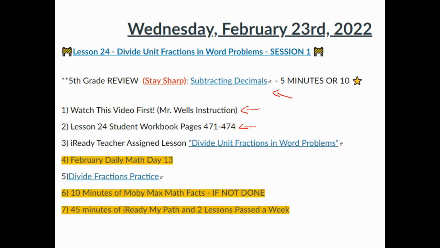If you do not complete this, it is homework. It needs to be completed by tomorrow. I will be checking that. Once you finish, you have daily math day 13. If you finish all of that, if you do finish everything you need to for today, I do have a dividing fractions practice. Again, this is all on your Canvas page. Click on the link. It'll take you there. Moby Max Math Facts and 45 minutes of iReady My Path. That is all that I have for you guys for this session.